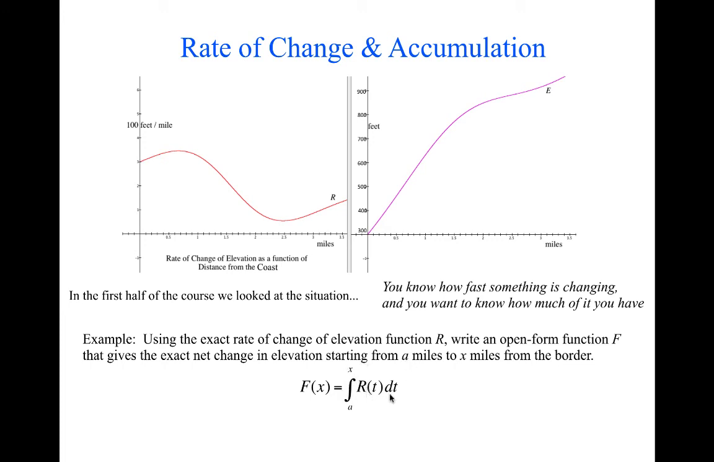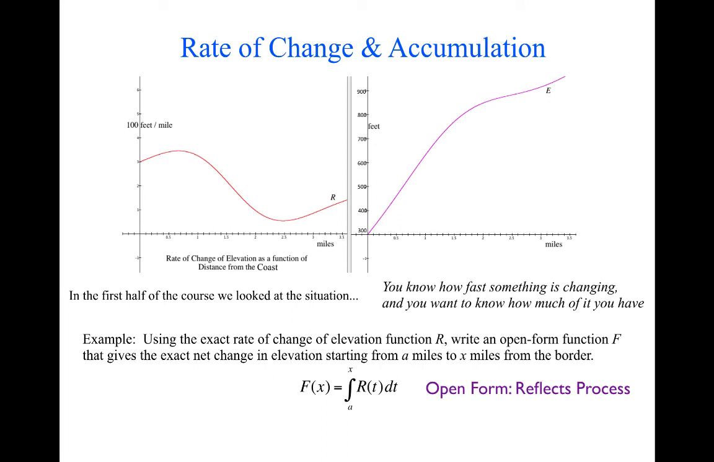use it for a little bit of time. In this case, it's not really time, it's miles. So this rate of change in hundreds of feet per mile times a small, infinitesimally small number of miles, add up all the different values of that from a miles away from the border to x miles away, or the coast, whichever it is. That gives us this F, this exact net change function.